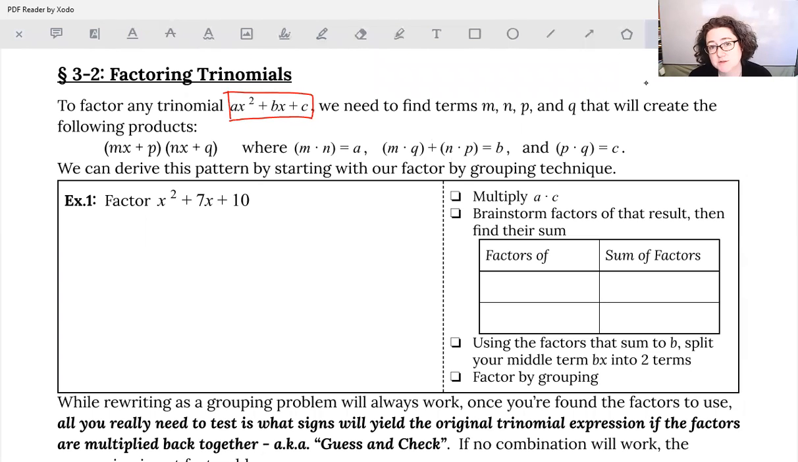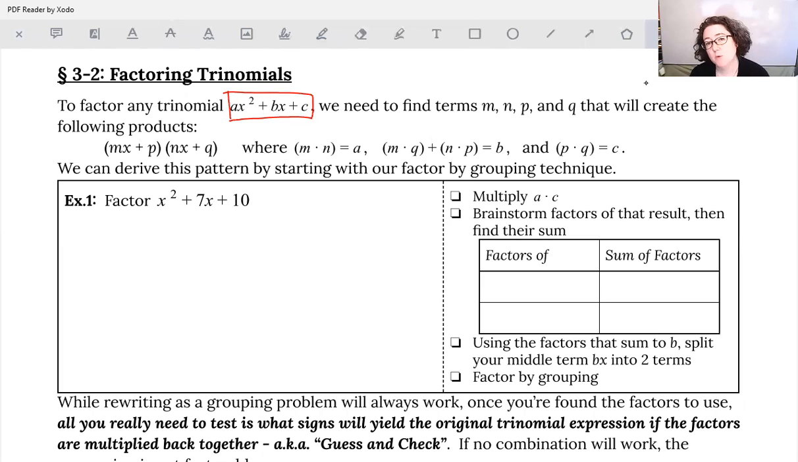Most of the expressions we're going to look at will have this format, but we may have additional constants multiplied in or additional variables, so keep an eye out for those as we work. Let's derive a pattern for how we can factor these by approaching this like a factor by grouping problem, like what we did last unit, and then see what patterns or organization we find that can help us with future problems.